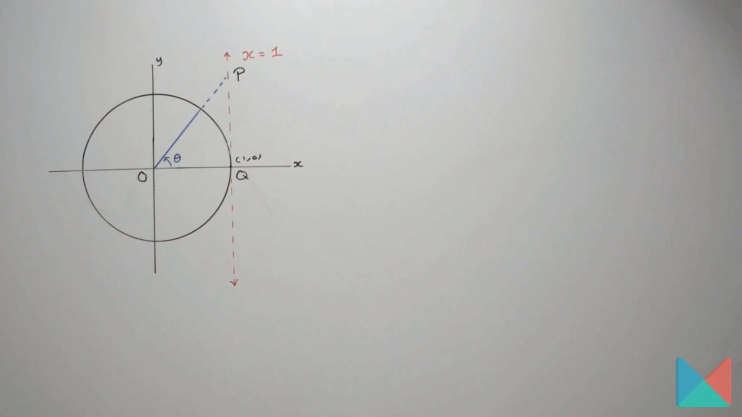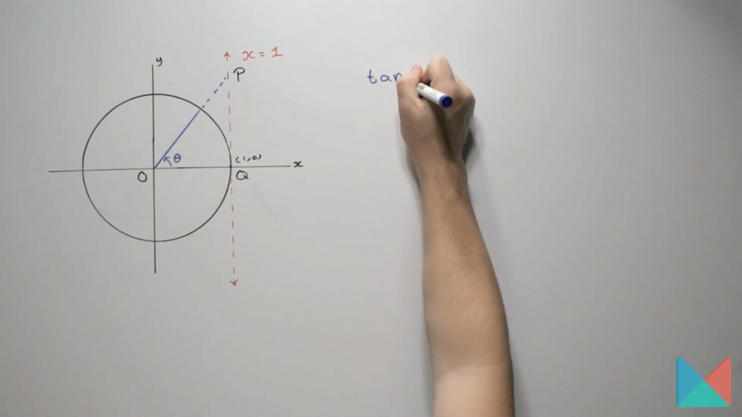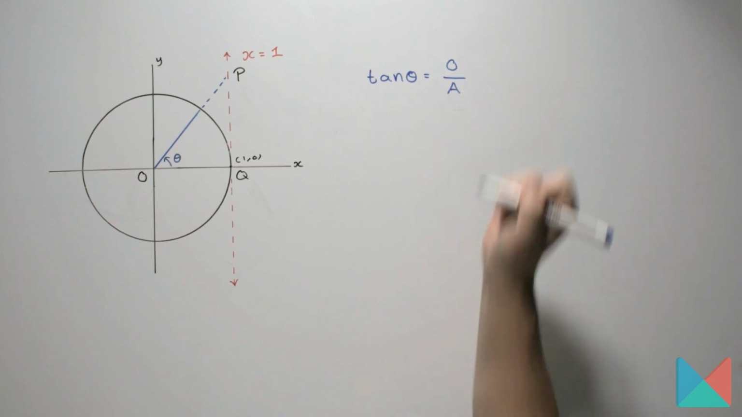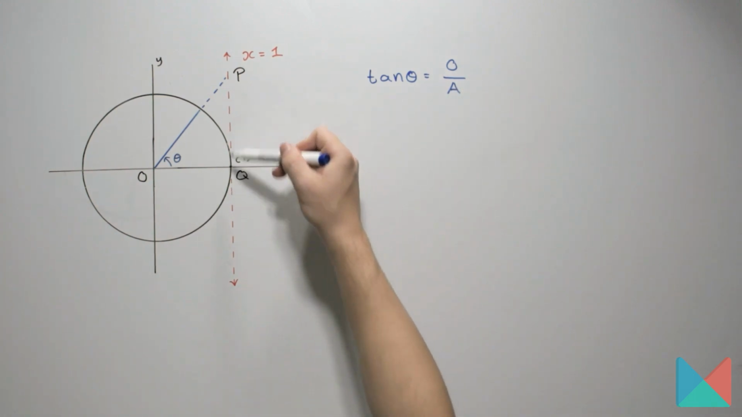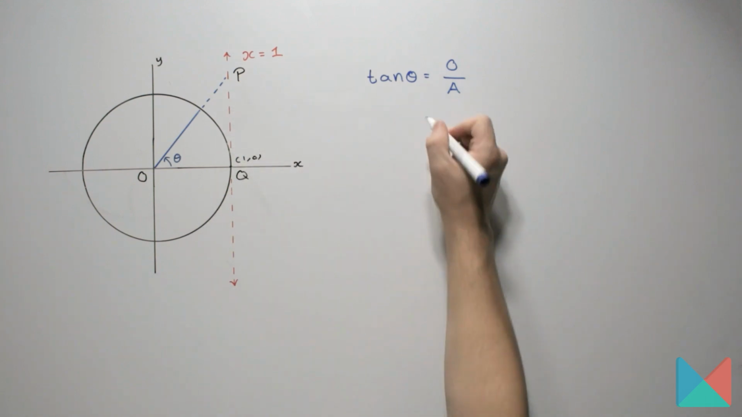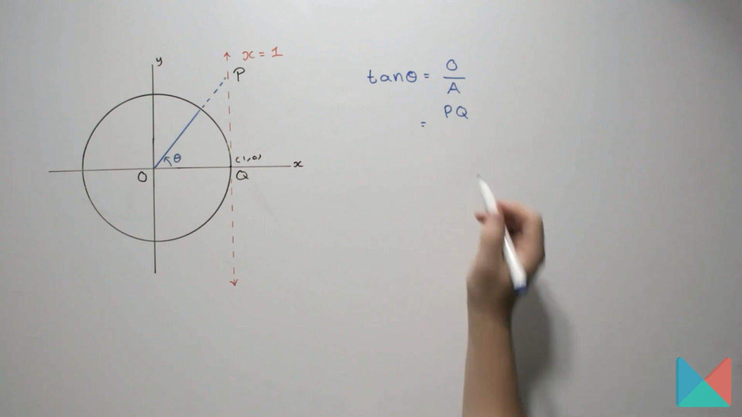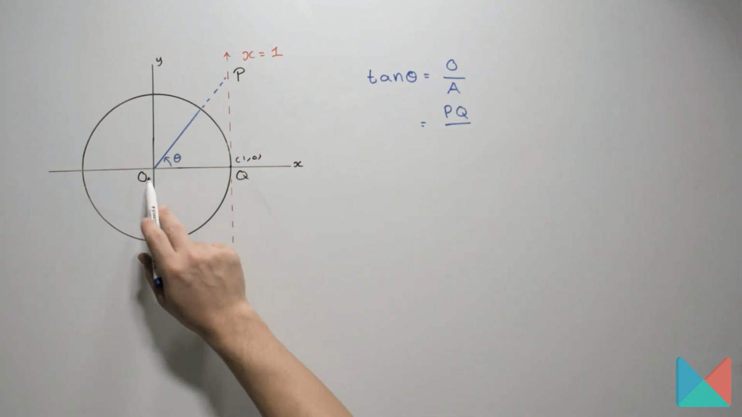And because we're trying to visualize tan, we can use our Sohcahtoa definition for tan. So we know that tan of theta is equal to opposite over adjacent side. And so what is our opposite side? Well, it's this length here, and we're just going to call it length PQ. And we're dividing by our adjacent side, so our adjacent side will be OQ.